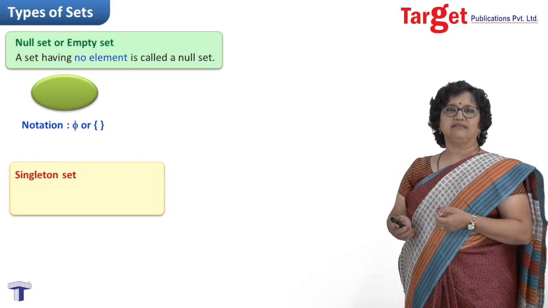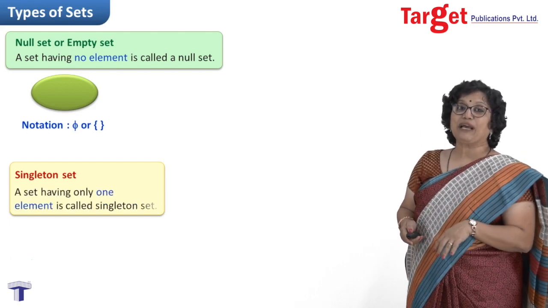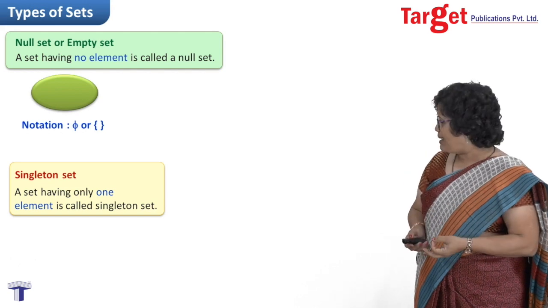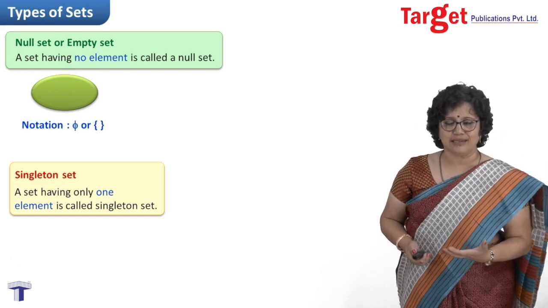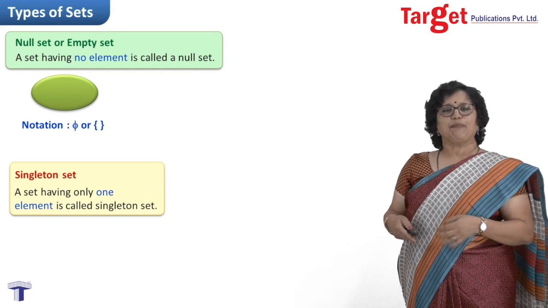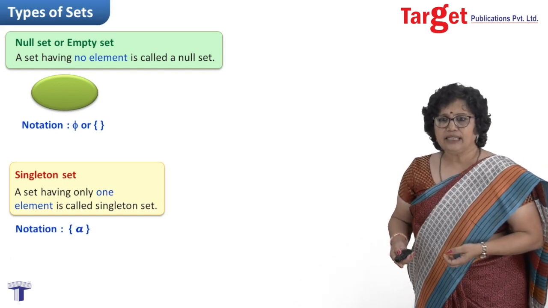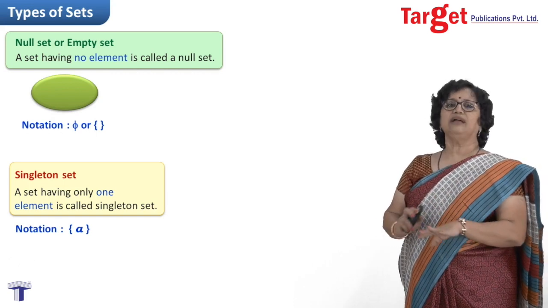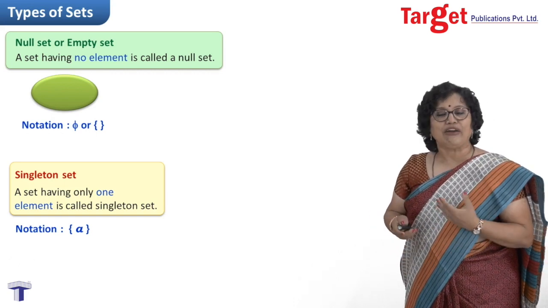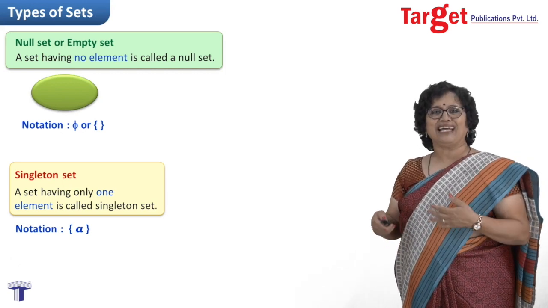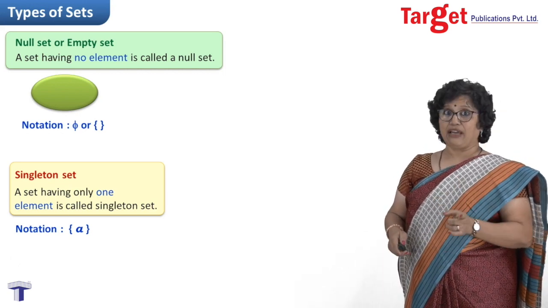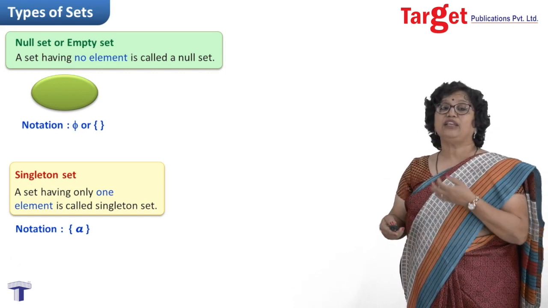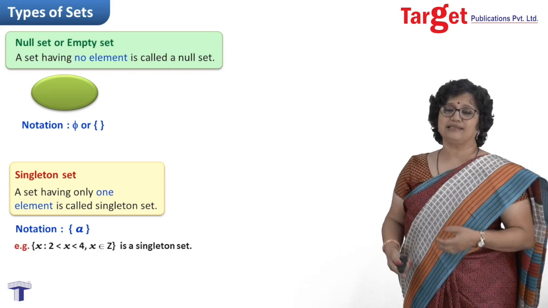Next is singleton set. Again, as the name suggests, we expect only one element in this set. So a set having a single element, or one element, is called a singleton set. And how do we show it? Suppose A is some element of a set. Then we will be writing, within curly brackets, the element A. No comma, no extra element, nothing. Now if I say, for example, x between 1 and 3, and if I say x, say natural number, then that set will contain only the number 2. So it could be a singleton set.